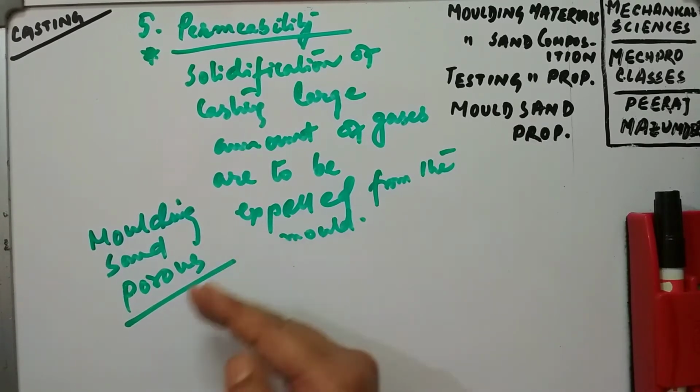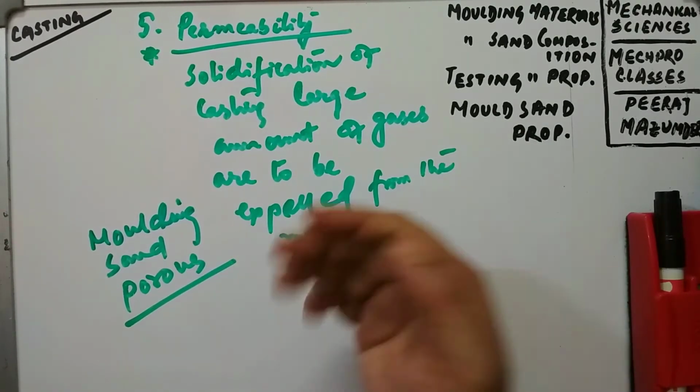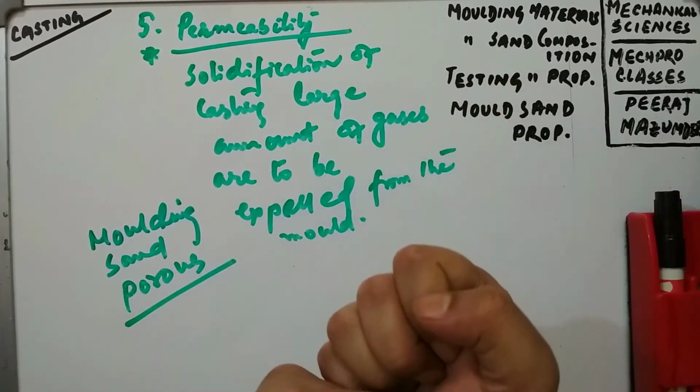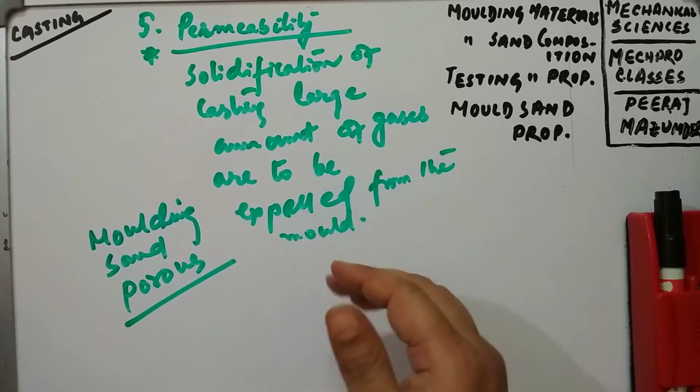So that the gases are allowed to escape from the mold. The gas evolution capability of the molding sand is called permeability. Now, these are the main properties of the molding materials.